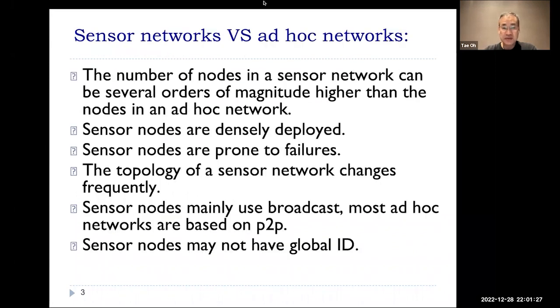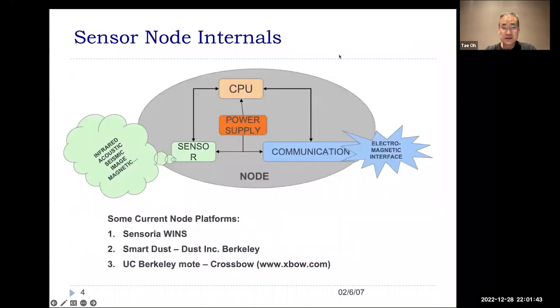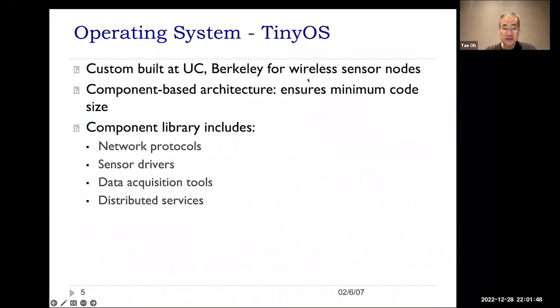Let me do a little bit of adjustment here, okay. Okay, maybe it's a little typical.